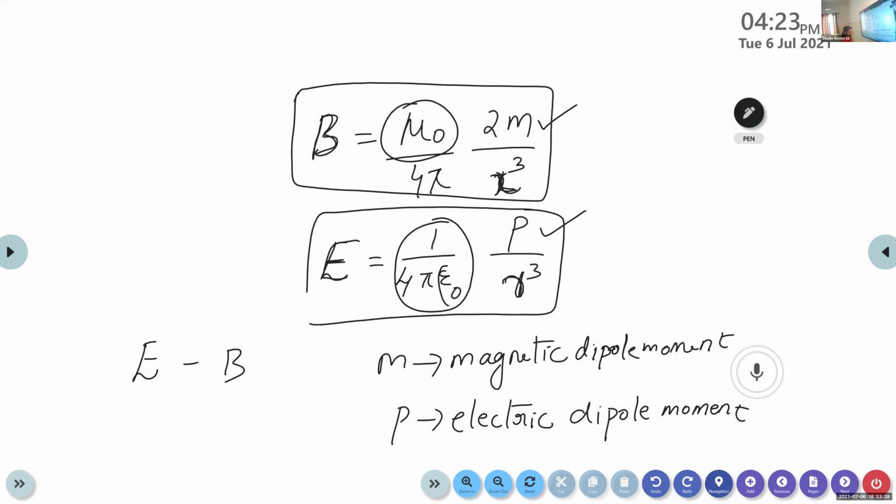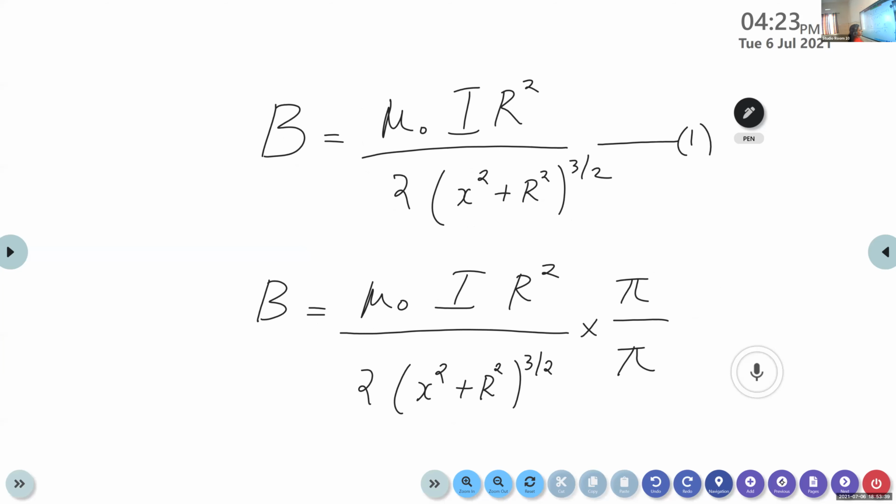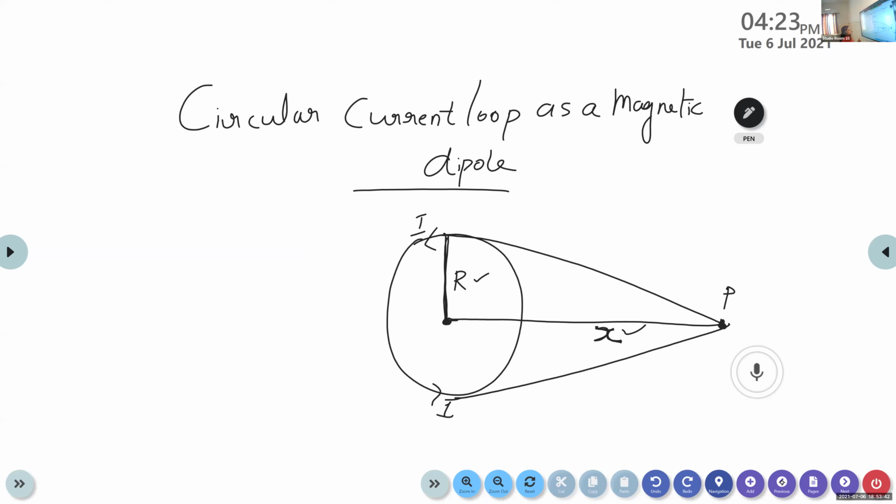Okay, so that's all. Once again, we can discuss the circular current loop as a magnetic dipole. In order to derive the expression for a circular current loop as a magnetic dipole, we consider a current I carrying circular loop with a radius capital R. When the current I is passing through this circular loop, it produces a magnetic field. So we consider a point P inside this magnetic field.